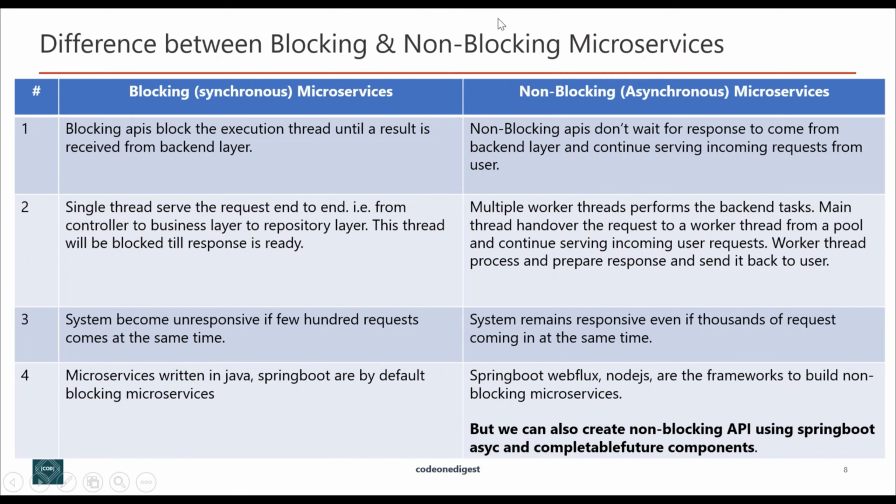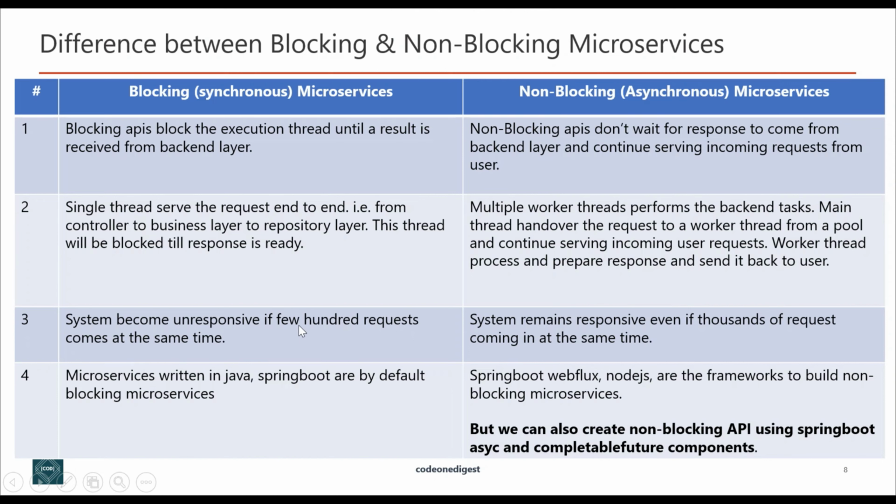Okay friends, let's understand what blocking and non-blocking microservices are and what the differences between these two are. So a blocking API blocks the execution thread until a result is received, as I said, right? A non-blocking API doesn't wait for the response to come from the backend layer and continues serving the incoming request. In blocking, a single thread serves the request end to end, from controller to business layer to repository layer. In non-blocking, multiple worker threads perform the backend task. As I said, we have a pool of worker threads. We use those worker threads to get the job done.